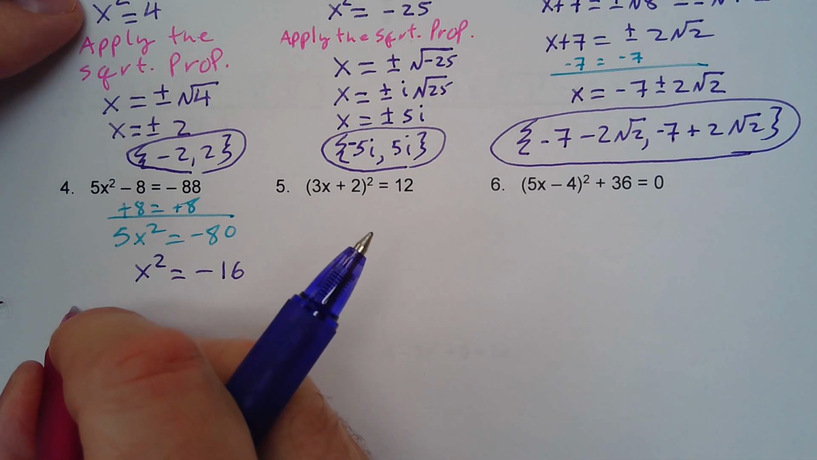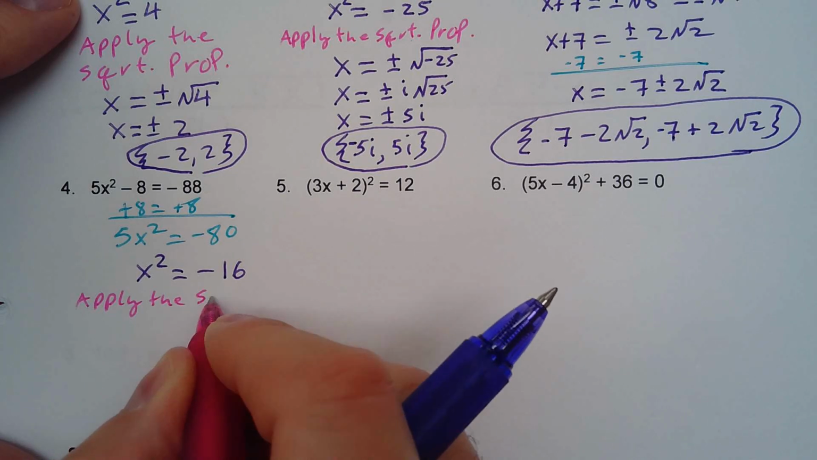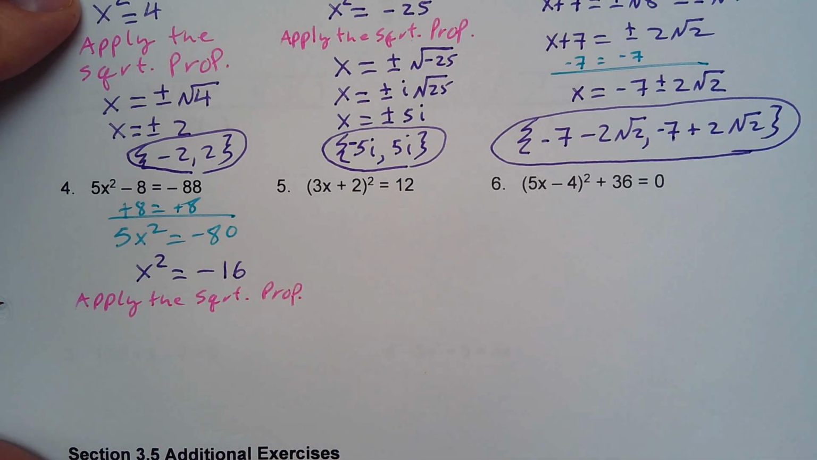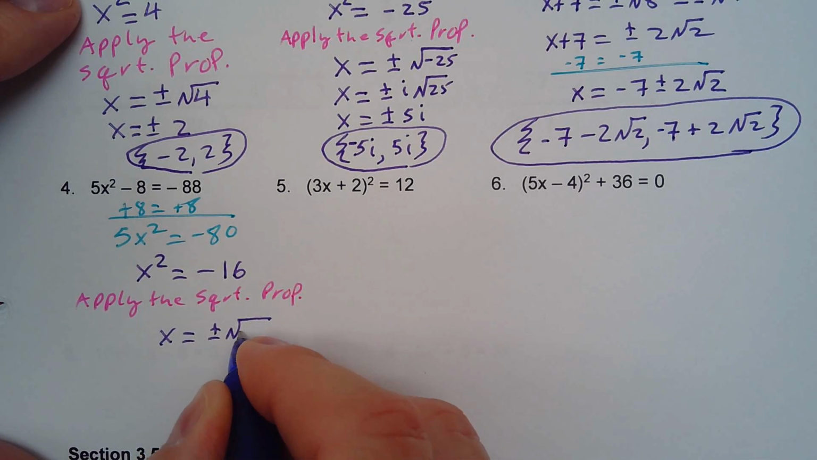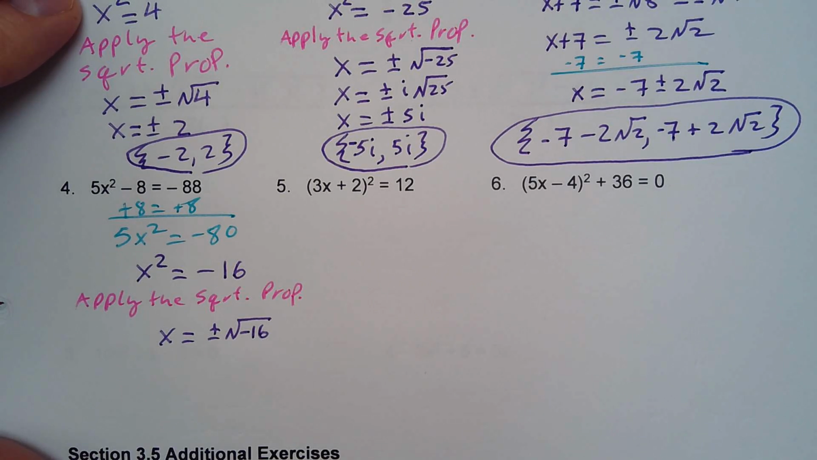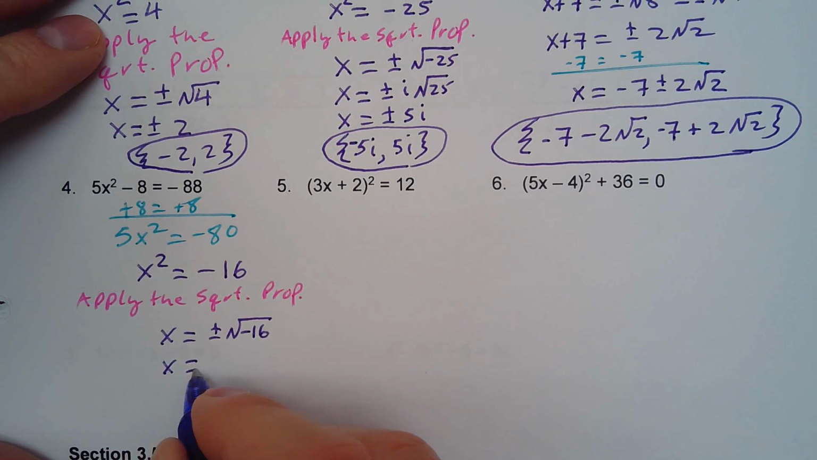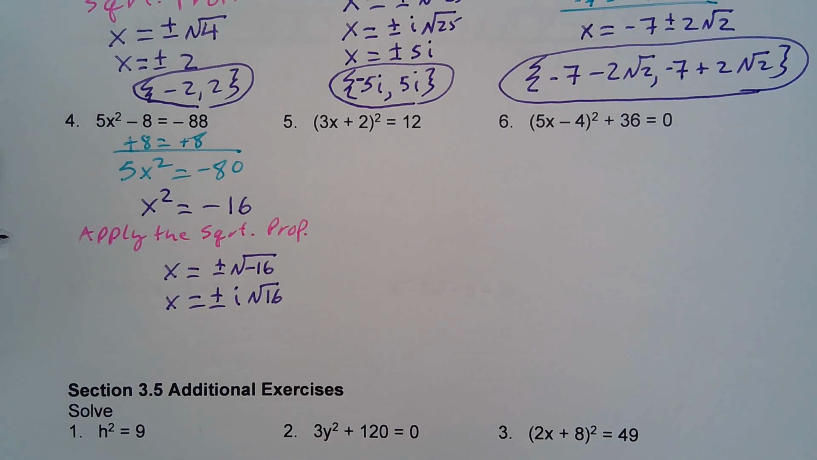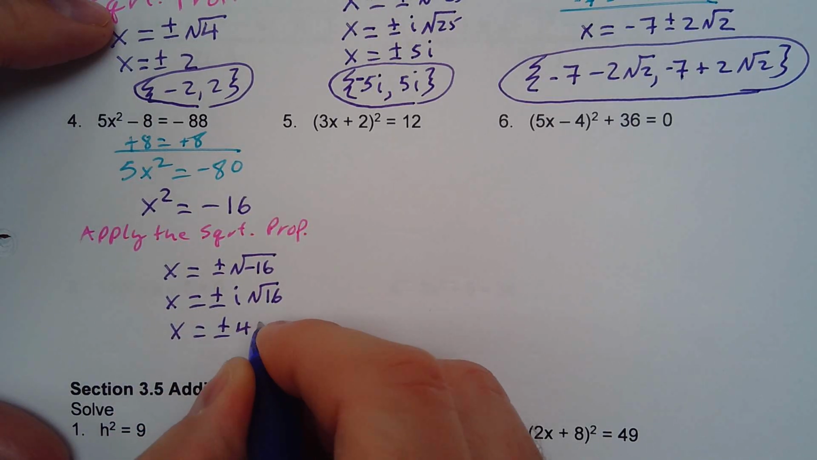So we're going to apply the square root property. And that's going to give me x equals plus or minus the square root of negative 16. Which again, with a negative underneath the root, I need to write that in terms of i. And then the square root of 16 is 4. So this is just x equals plus or minus 4i.